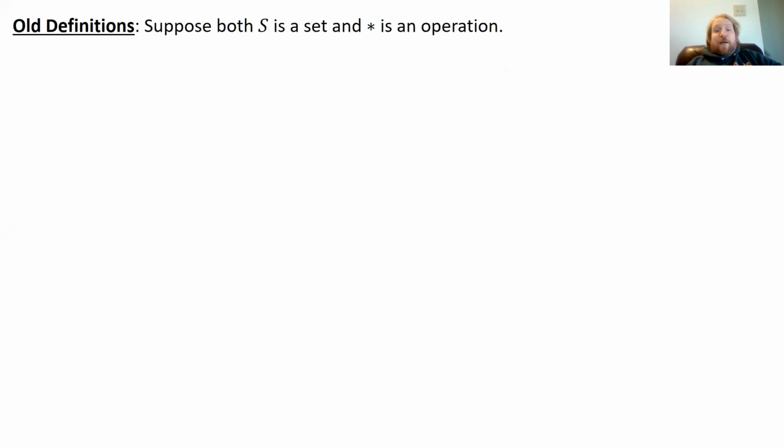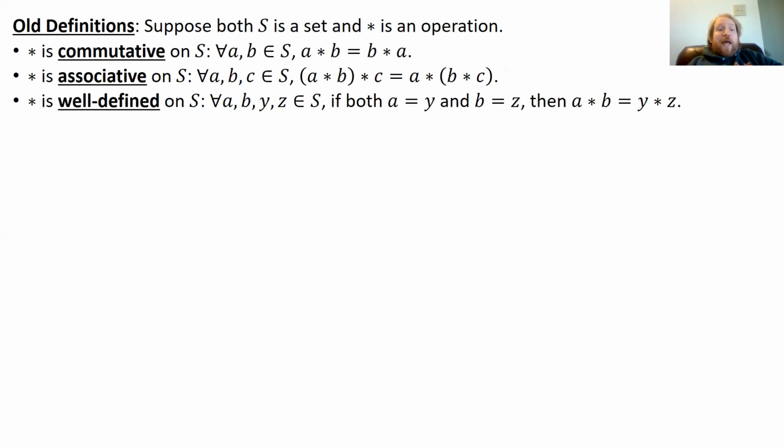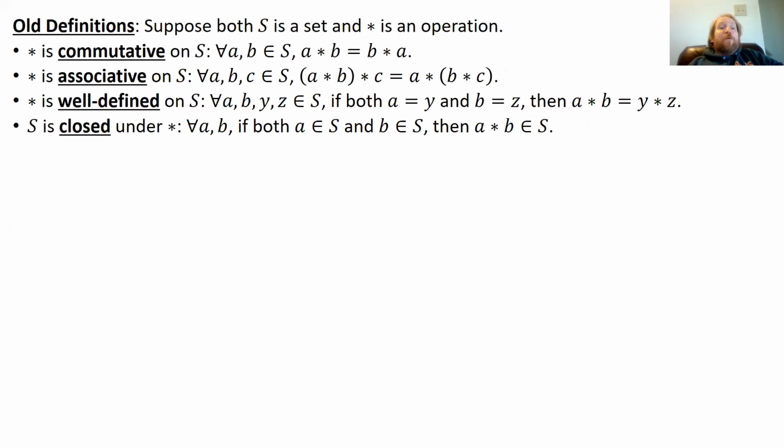So, we have our old definitions that we have seen already. They suppose S is a set and star is an operation. And over the past two lectures, we defined four properties: the commutative property, the associative property, the well-defined property, and the closure property. Remember, the operations are commutative, associative, and well-defined on sets, but sets are closed under operations. And the definitions here are just the same definitions that I've shown in the first two lectures. I'm not going to rehash them now.